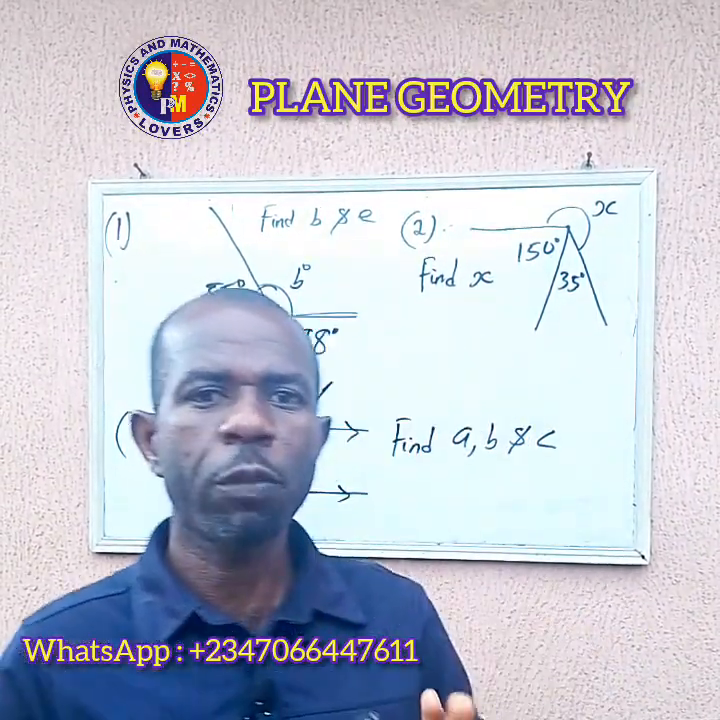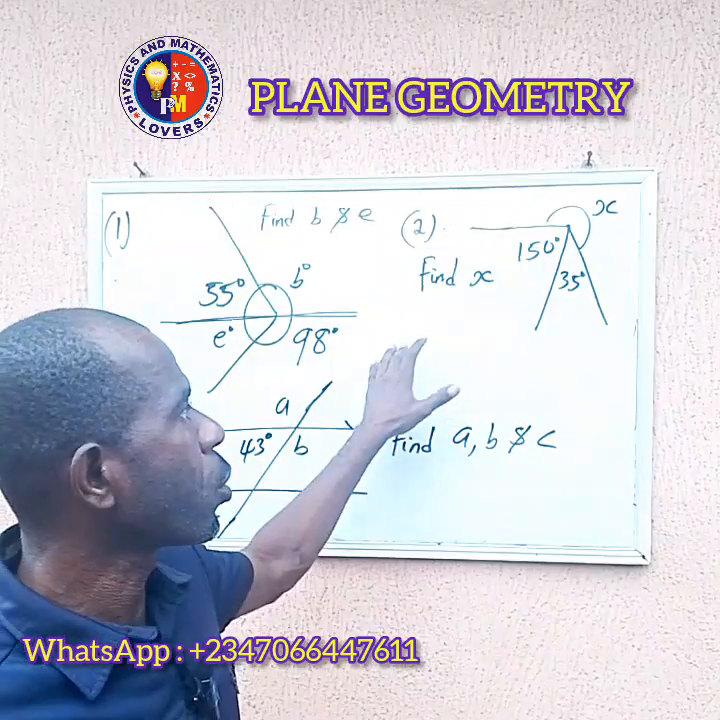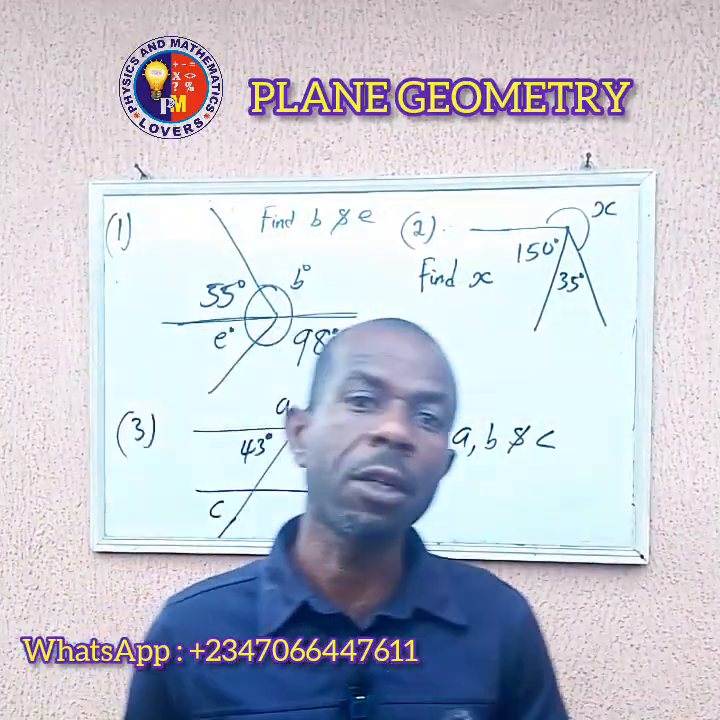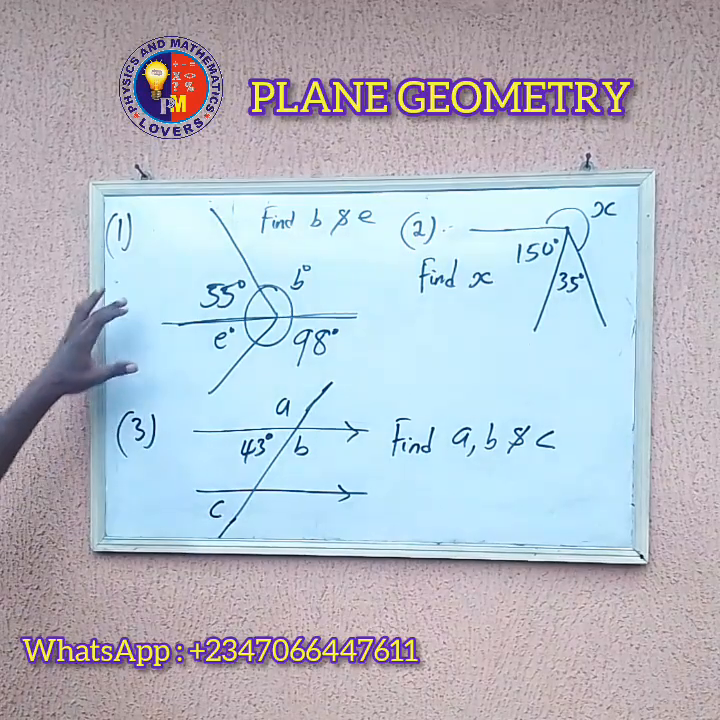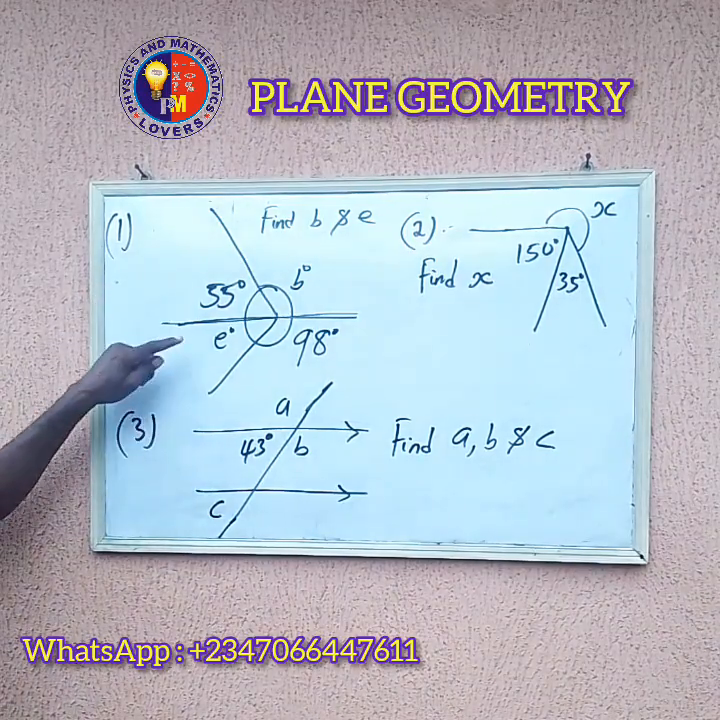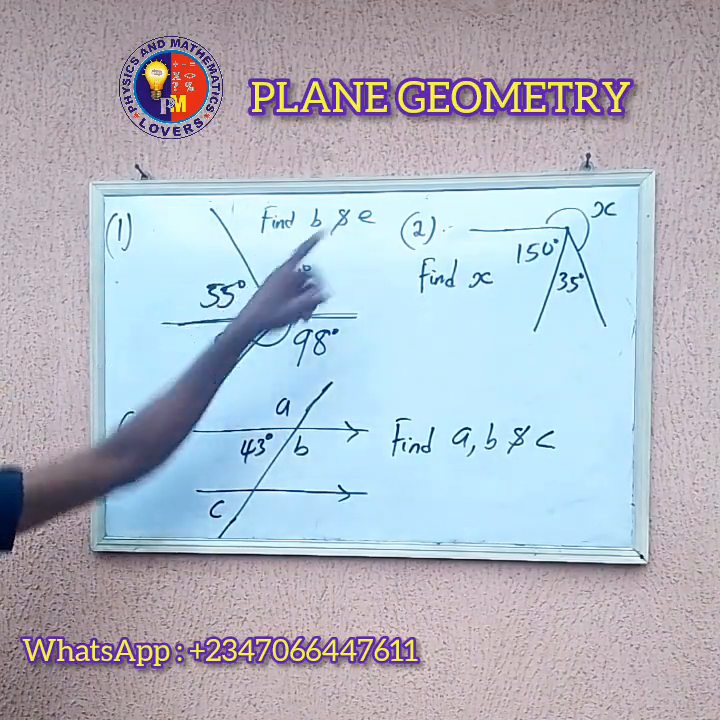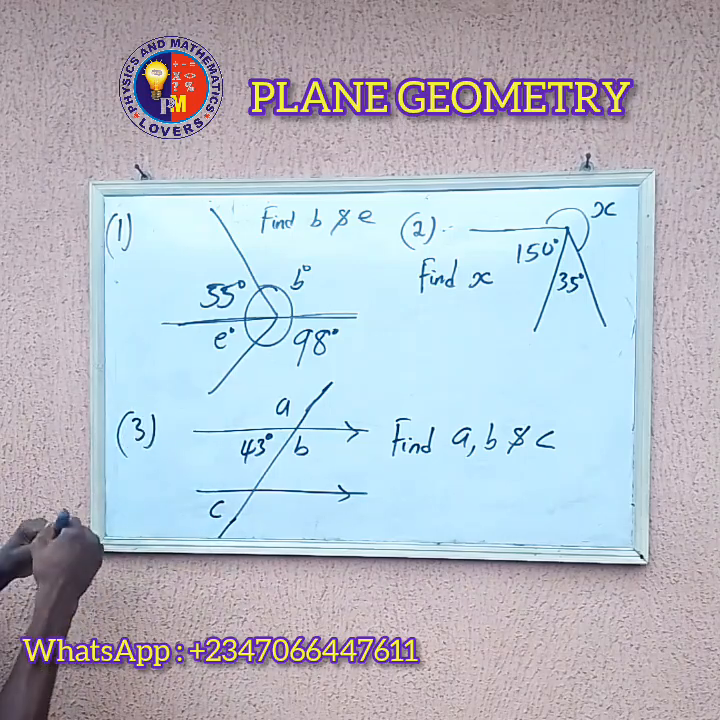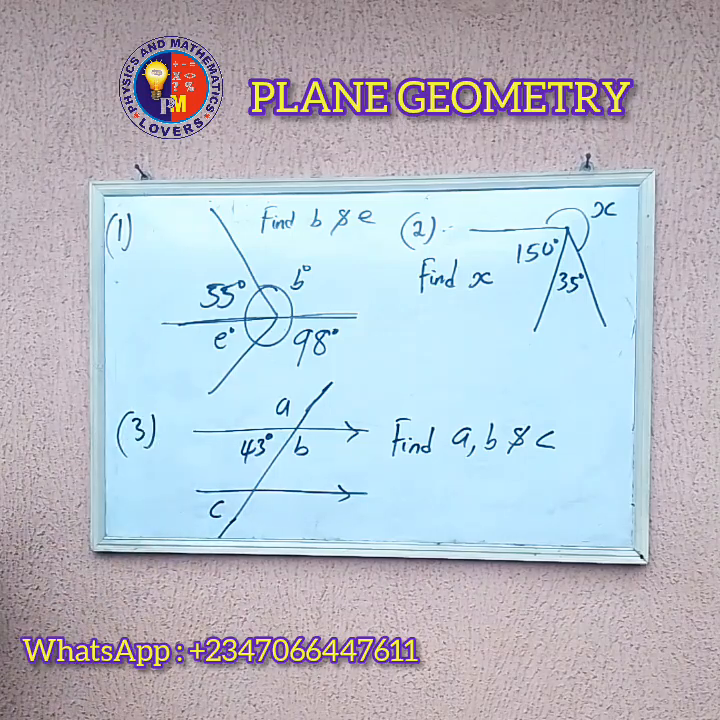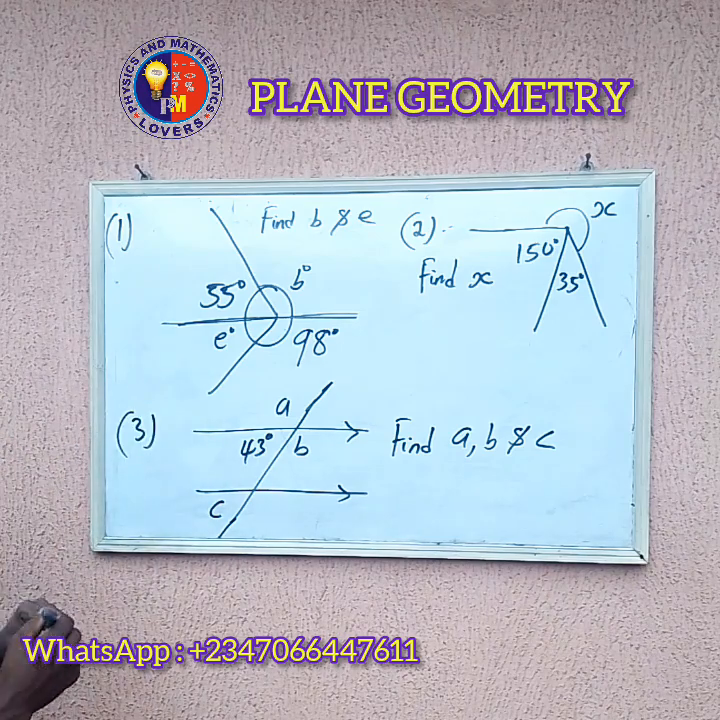Today's class, I want to provide solutions to these questions which I gave to my grade 7 students yesterday. So here we have number 1. We are asked to find B and E. Look at the question here. As you can see, for us to find B and E, we have to consider two properties we have here.